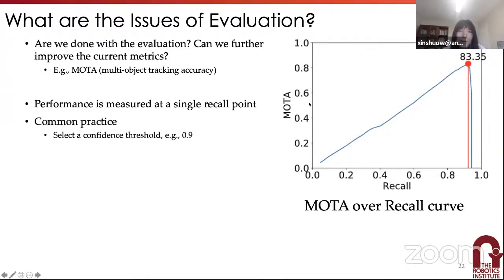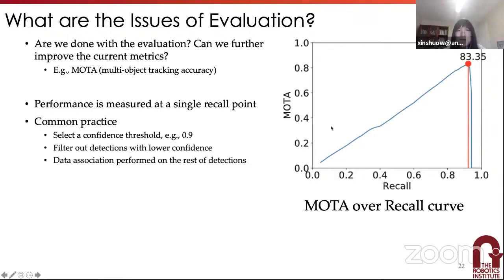Again, the common practice for using MOTA for evaluation could be 3 steps. First, we have to select the confidence threshold, for example, 0.9. Then we filter out the detections with a lower confidence than the threshold we just picked. And then we just perform data association on the rest of the detections we still keep.